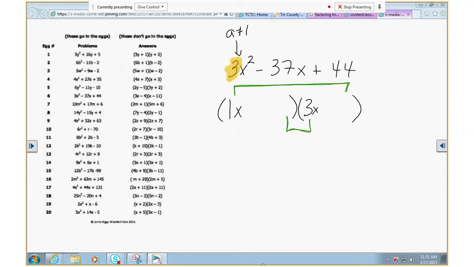Okay? And then put your multiples, 1, 44, 2, 22, 3, 4, and 11. And I think that's it. Okay? And I'm going to start off with this right here. I'm just going to arbitrarily start with, you can start with 1 and 44 if you want to.